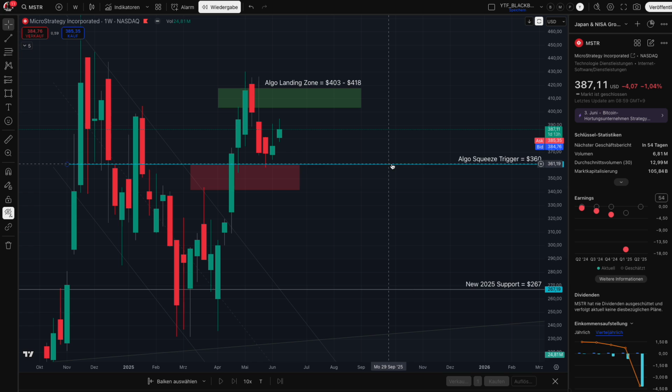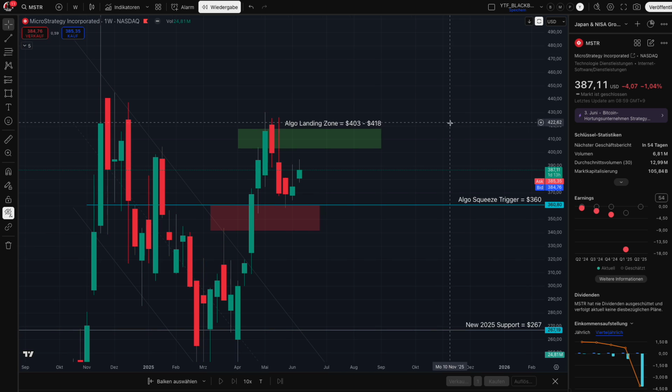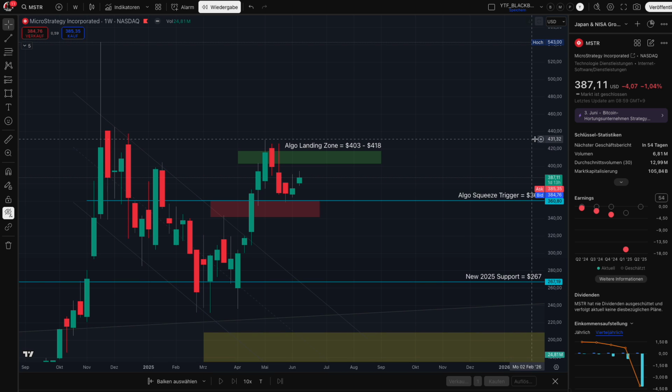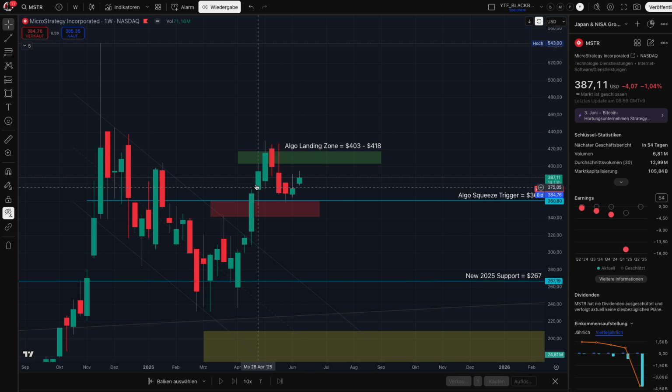So the algo squeeze trigger here is $360, and that means as long as we trade above $360, especially with a weekly candle, guys, that means we will find support, and in my opinion we'll see new all-time highs coming for MicroStrategy. We already hit this algo zone here, but the support is still strong enough. So as soon as we break through, I think we will slowly go higher here and see new all-time highs.